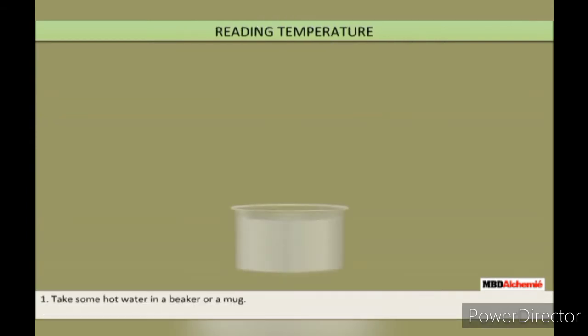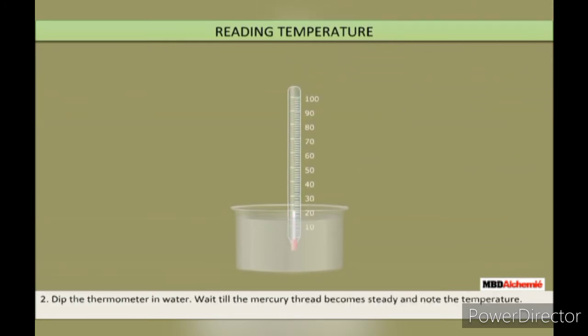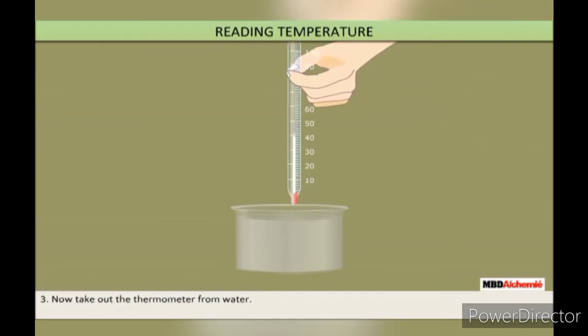Take some hot water in a beaker or a mug. Dip the thermometer in water. Wait till the mercury thread becomes steady and note the temperature. Now take out the thermometer from water. Observe carefully what happens now.